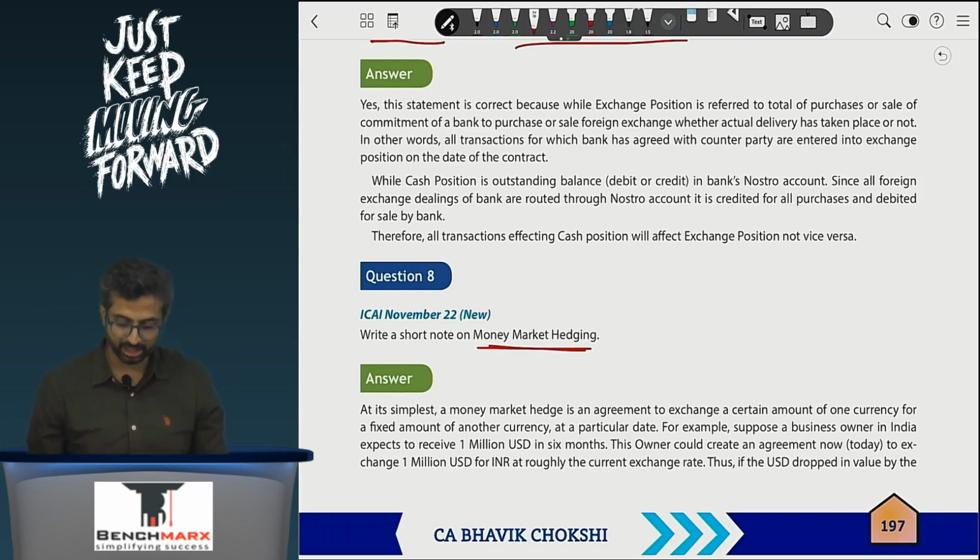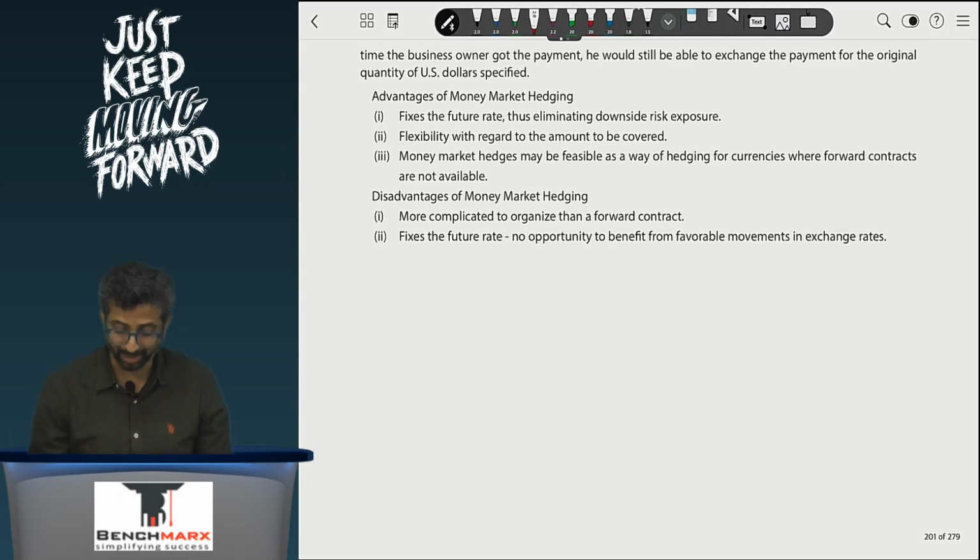Now the inherent disadvantage over here is that it is a lot more complicated as compared to a simple forward. But the advantage over here is it can give you risk protection in case the forwards turn out to be much more expensive.